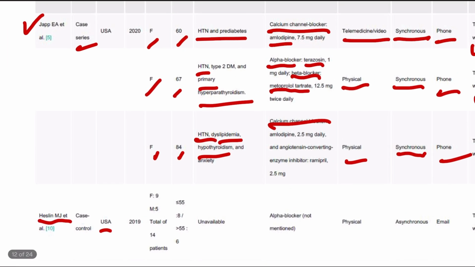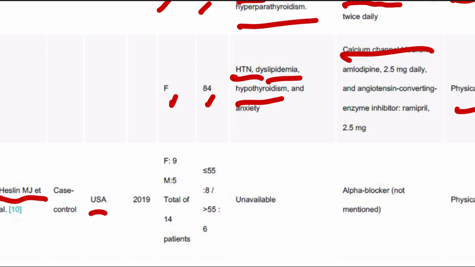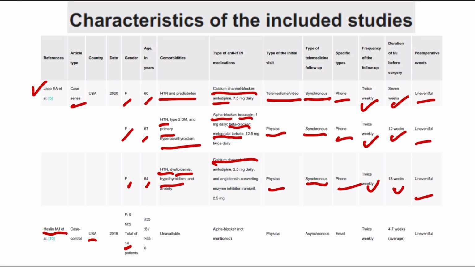So it was conducted in USA. Then here the female to male ratio is 9:5, so a total of 14 participants were there who got the telemedicine. Here they have not mentioned the comorbidities, but the drug which they used was an alpha blocker, though which alpha blocker was not mentioned.